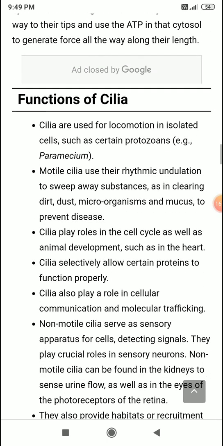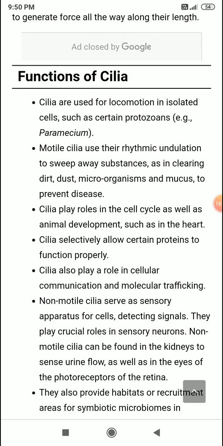Now the function of cilia. Cilia are used for locomotion in isolated cells such as certain protozoans, for example Paramecium. Motile cilia use their rhythmic undulation to sweep away substances, as in clearing the dust, microorganisms and mucus to prevent disease.